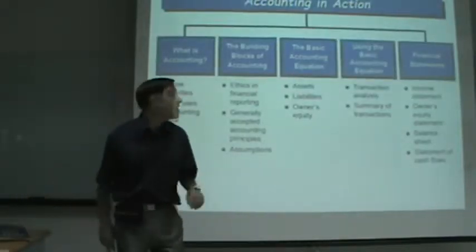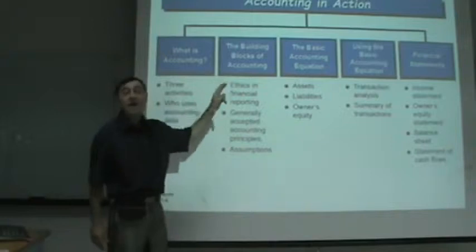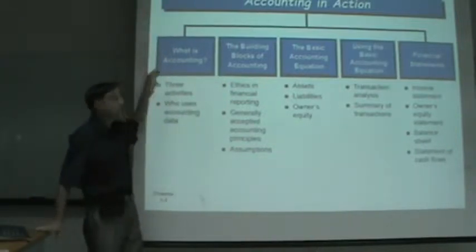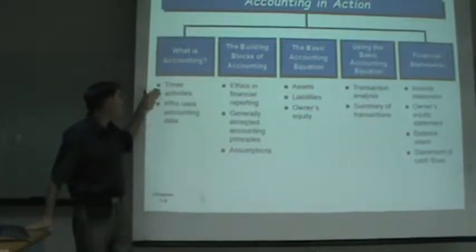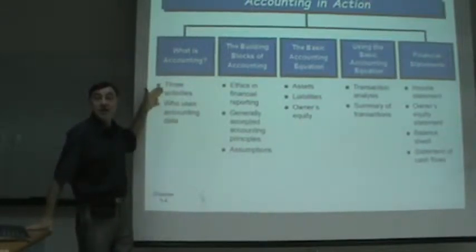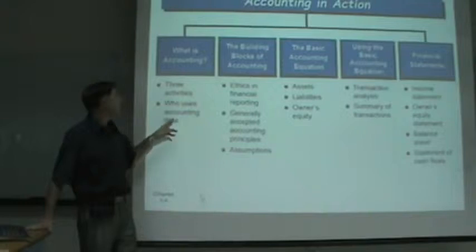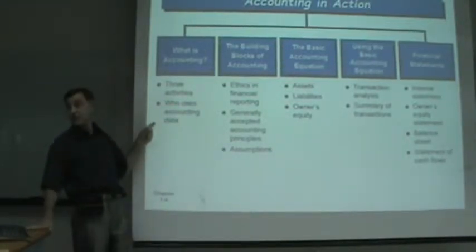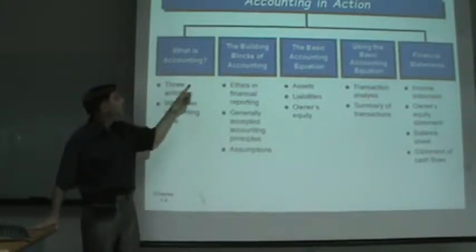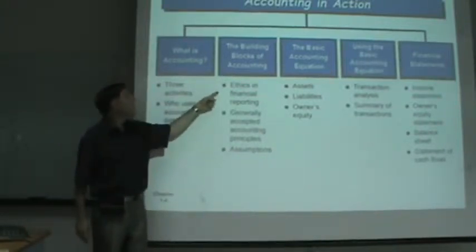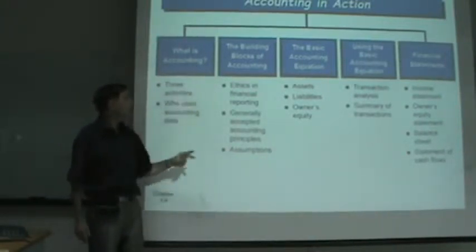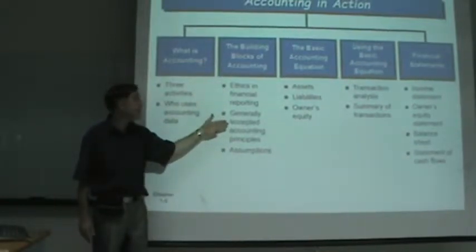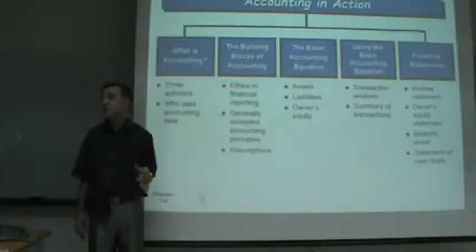Okay, so we have 5 sections. Section number 1 is what is accounting, and it covers the 3 primary activities of accounting, and who uses accounting data, who are the users. The next one is about the building blocks of accounting. What is ethics and what are generally accepted accounting principles.